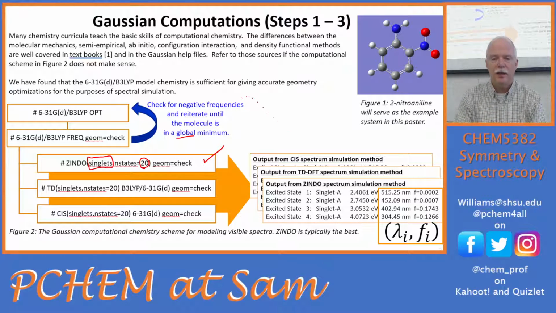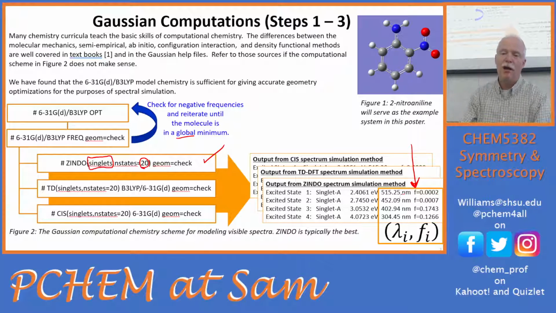So this is what we get, this output. We have this excited state, singlet A, here's the transition in eV, here's the transition in nanometers, and here's the oscillator strength. These are the values right here that we will turn into our absorption spectrum. This is the wavelength and the intensity.